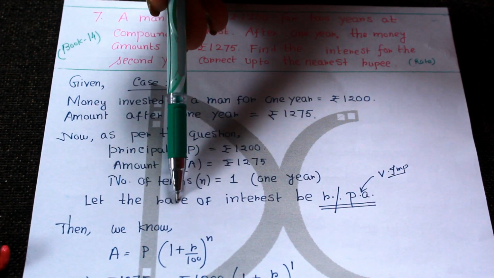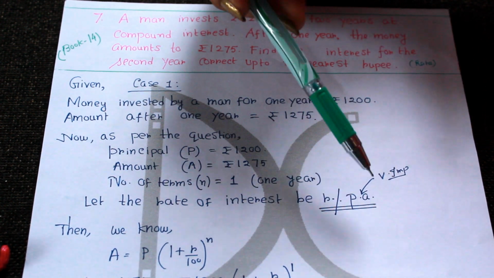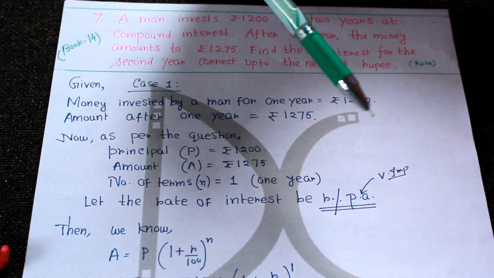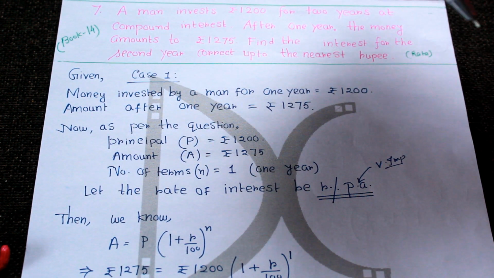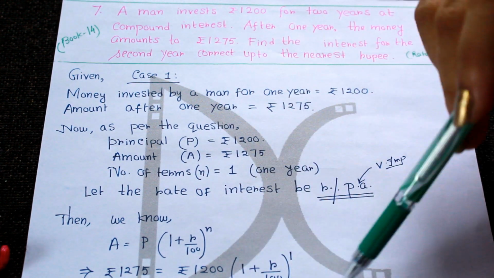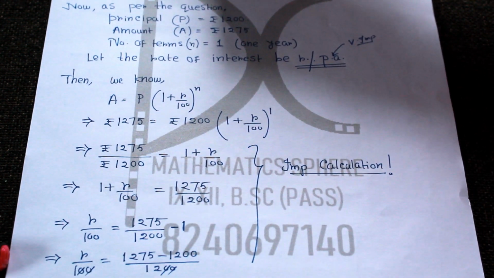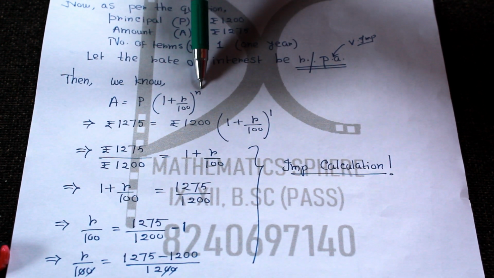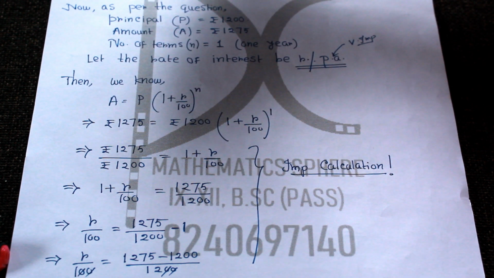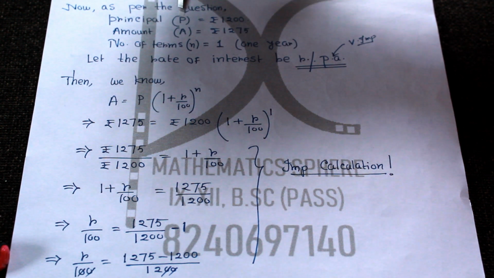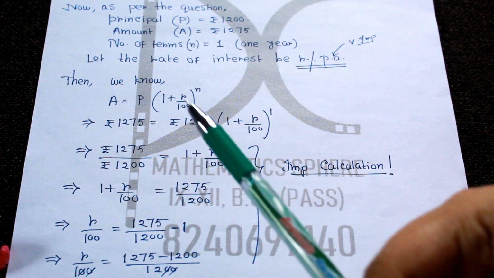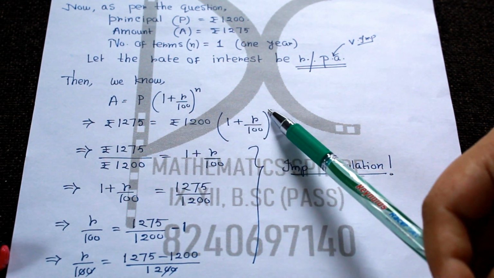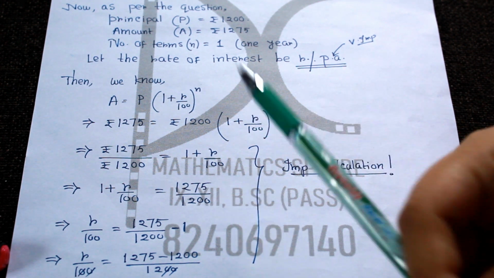So let the rate of interest be R% per annum. This per annum is very important; always take rate per annum only. Now we will just put in the formula. We know A equals P into (1 plus R by 100) whole to the power n. We know this formula. You have already kept everything ready. Now it is your work to just put the things. So in place of A you put the value of the amount, principal 1200, (1 plus R by 100) whole to the power 1. This R will remain as it is.